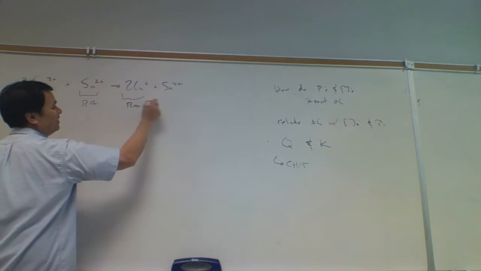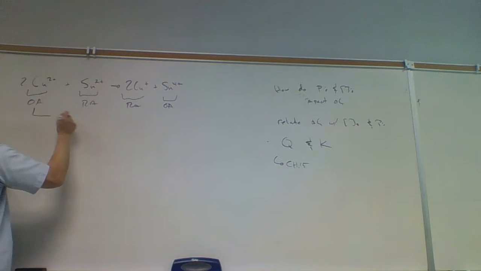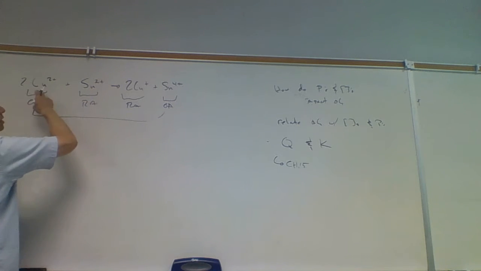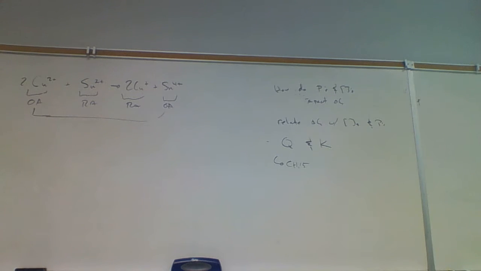Copper is the reducer and tin is the oxidizer. So we need to compare. We're going to compare these two oxidizers, copper 2 versus tin 4. So let's go ahead and do that. Copper 2 versus tin 4. Find that. And so we start off with chlorine and we go down, down, down.